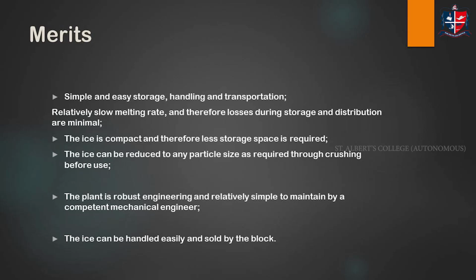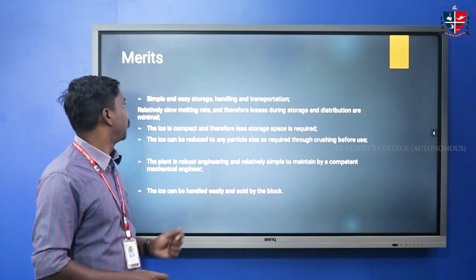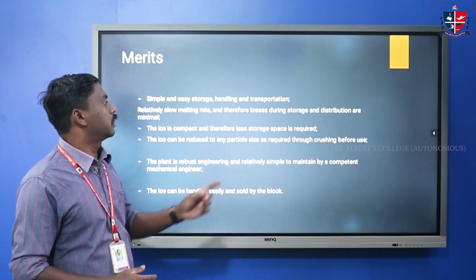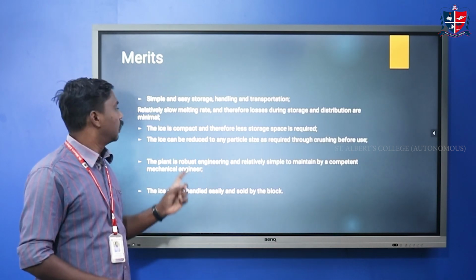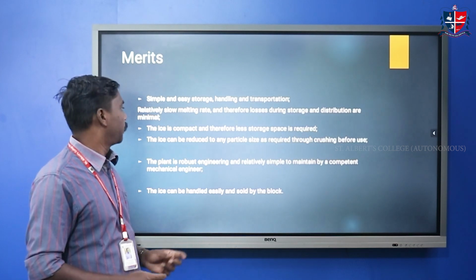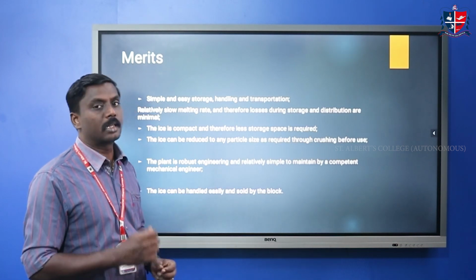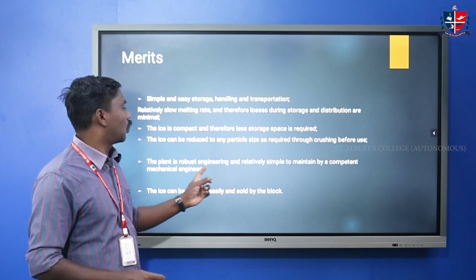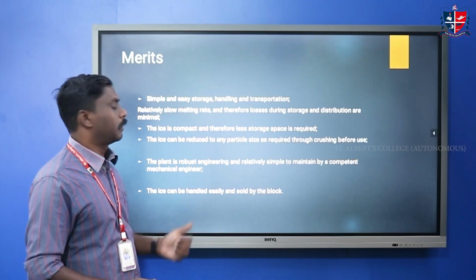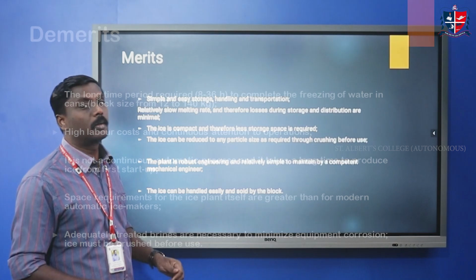What are the merits? It is simple and easy to store, handle, and transport. It has a relatively slow melting rate, and therefore losses during storage and distribution are minimal. The ice is compact and therefore less storage space is required. The ice can be reduced to any particle size as required through crushing before use. The plant is robust, simple engineering, and relatively easy to maintain by a competent mechanical engineer. The ice can be handled easily and sold by the block.